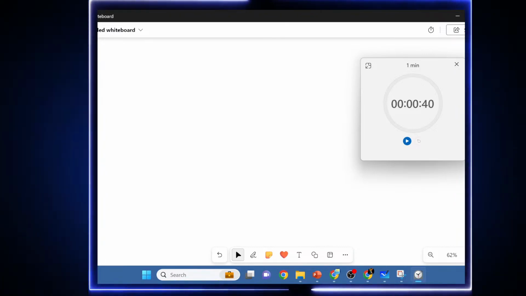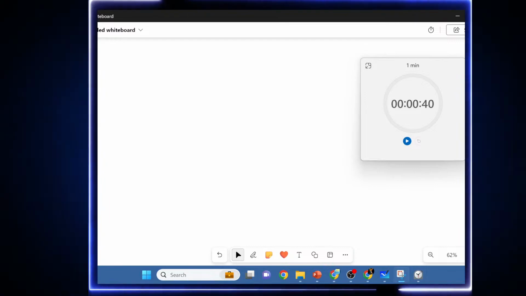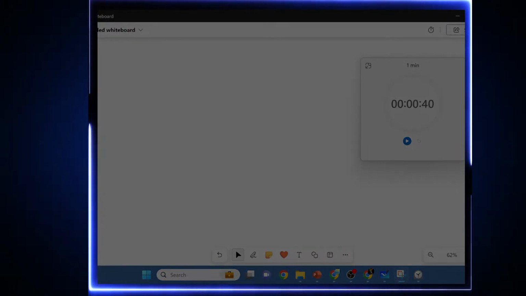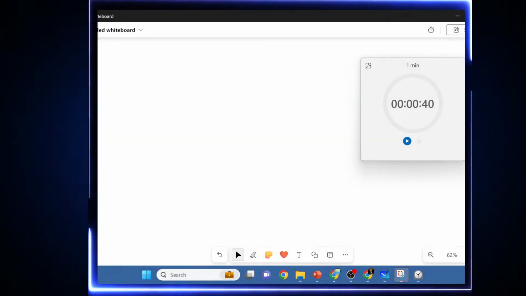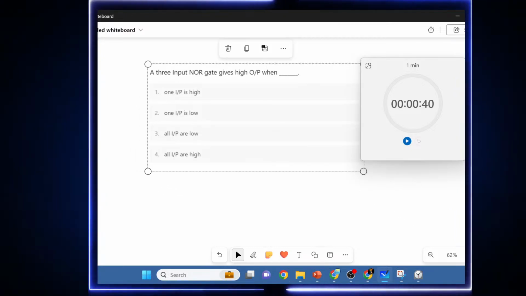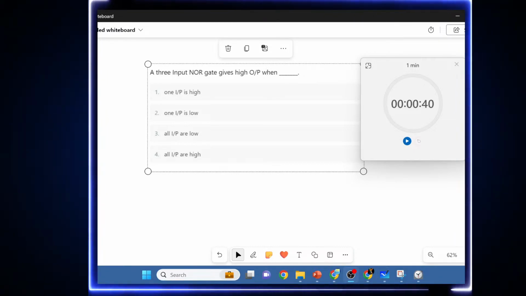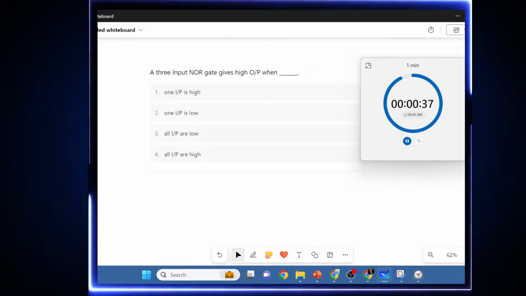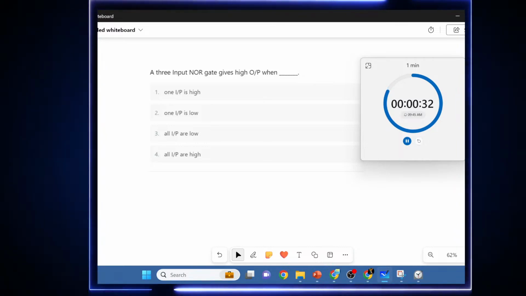Okay. Now, the question is, a three input NOR gate gives the output dash, and there are different options that we have. I guess the question is visible. Oh, yes, it is visible, right? Okay. So, this is the question. Now, this is our timer. Try solving the question.